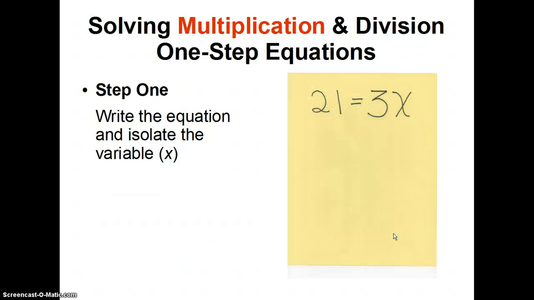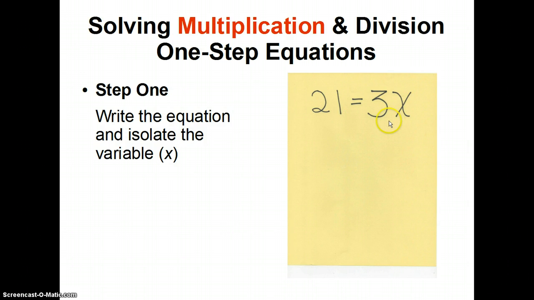Let's try another one. Let's look at multiplication and division one-step equations. Looking at this equation, we have 21 equals 3 times x. Now I know a lot of you can do in your head 3 times what equals 21, but we're practicing the process to make sure we've got it easily and we can check and see if we're doing it correctly. So let's go through the steps.